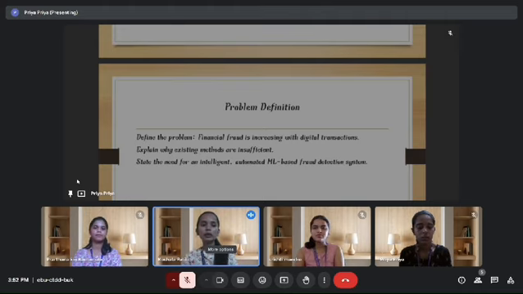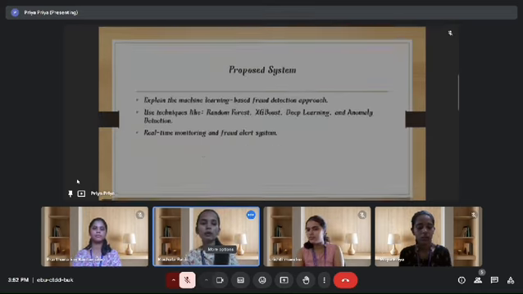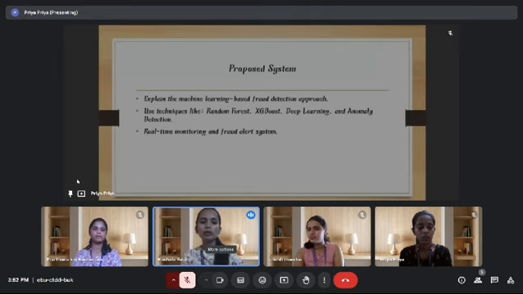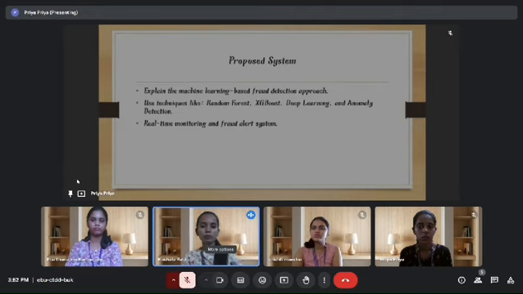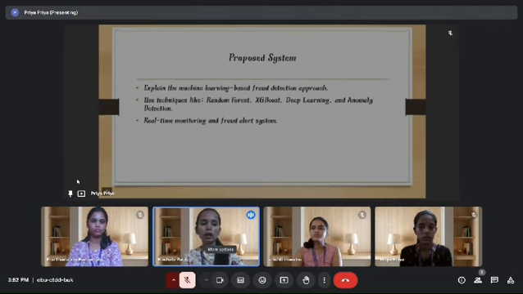Now I am going to explain the proposed system. The ML-based fraud detection approach: supervised learning models trained on labeled fraud datasets. Unsupervised learning models detect anomalies in transactions. Deep learning is used for complex fraud patterns. Techniques used in this project are random forest and XGBoost, high accuracy classification models. Neural networks detect the subtle fraud patterns, and real-time monitoring gives immediate fraud detection and alerts.